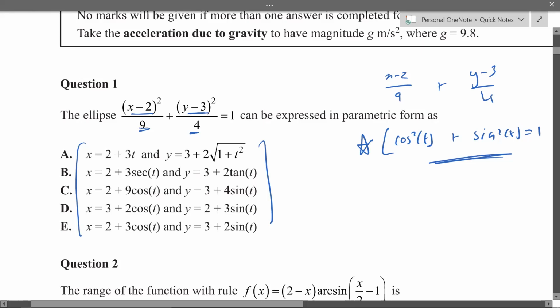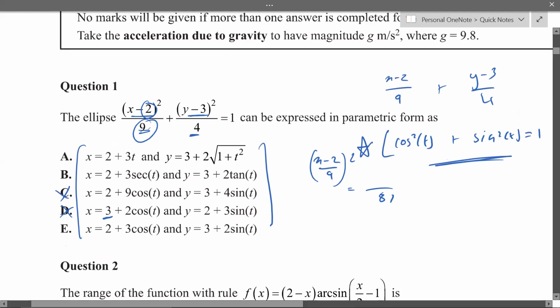like C, for example, you know it can't be C because if you rewrite it, you get x minus 2 on 9, but if you square it, you get 81 as the denominator, but it should be 9, so it's not C. Same thing with D, except you have a 2 here and a 3, but you would want to swap them around. And basically just test all of them like that.